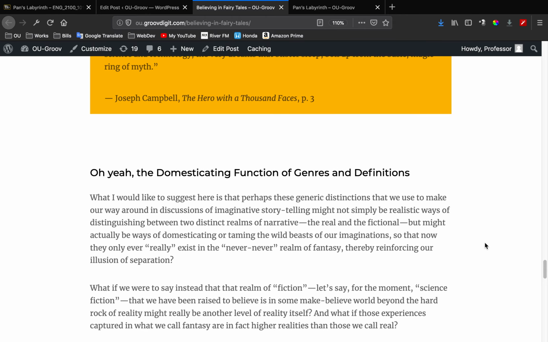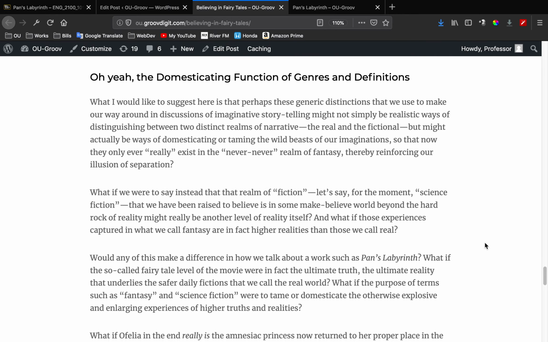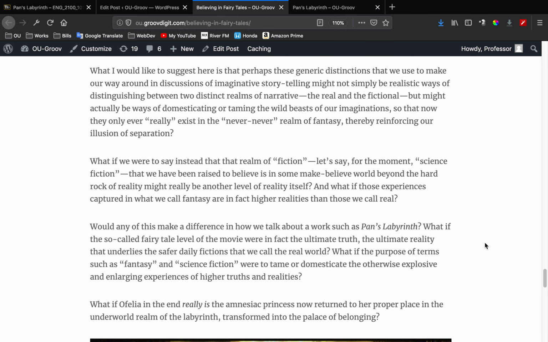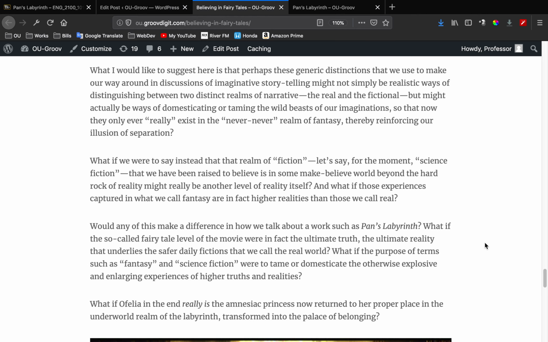Oh yeah, I said something about the domesticating function of genres and definitions. What I would like to suggest here is that perhaps these generic distinctions that we use to make our way around in discussions of imaginative storytelling might not simply be realistic ways of distinguishing between two distinct realms of narrative, the real and the fictional, but might actually be ways of domesticating or taming the wild beasts of our imaginations, so that now they only ever really exist in the never-never realm of fantasy, thereby reinforcing our illusion of separation.